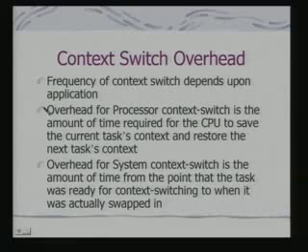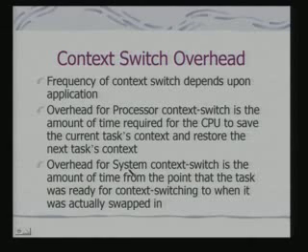Okay? So we had already talked about preemption, but let's try to understand now preemption in the context of exact operational mechanism. That is, preemption means forcing out a process even when its time slice has not expired. So context switch overhead, we already have an idea about it, and therefore the frequency of context switch depends upon the application. Overhead for the processor is the amount of time required for the CPU to save the current task's context and restore the new task's context.